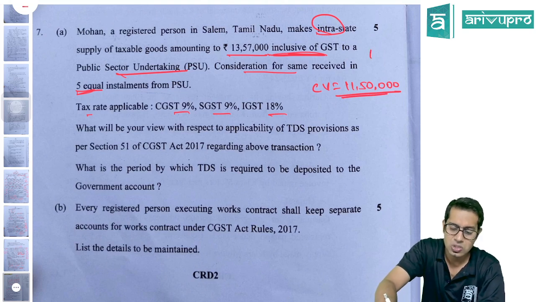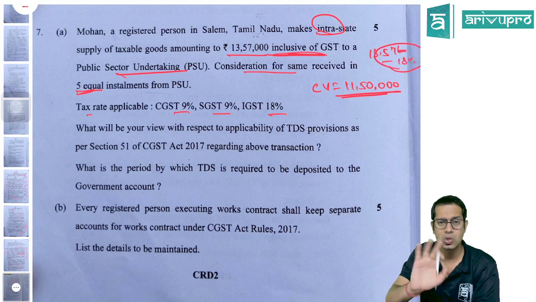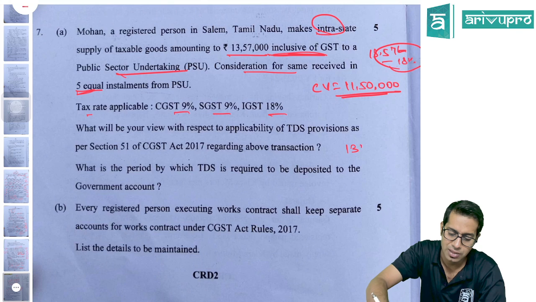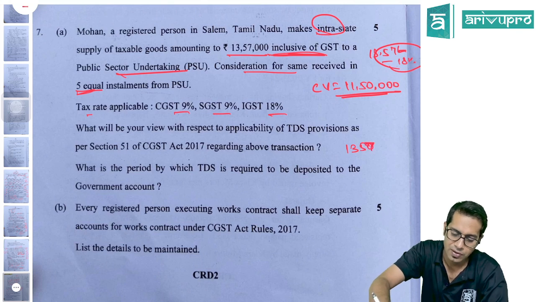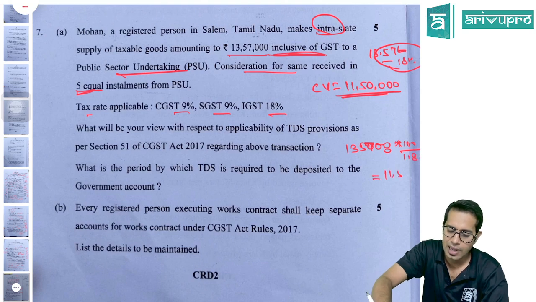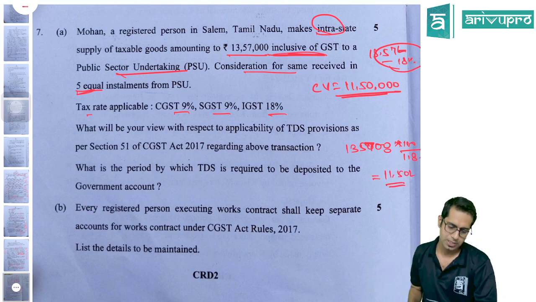There are students, CA-based students, who do what, sir? 13.5 lakhs minus 5 lakhs, minus 18% to remove GST. You should not do like that. What is the right way of doing, sir? 13,57,000 into 100 divided by 118, it will come to 11,50,000 rupees.